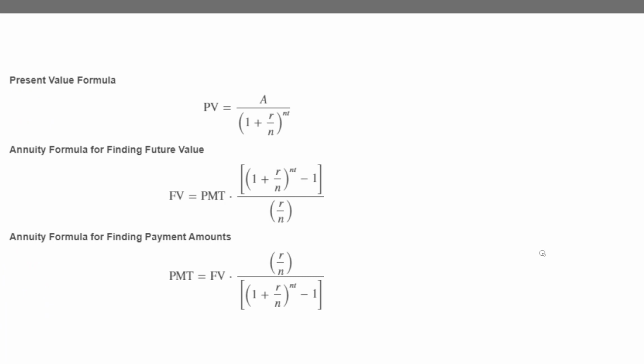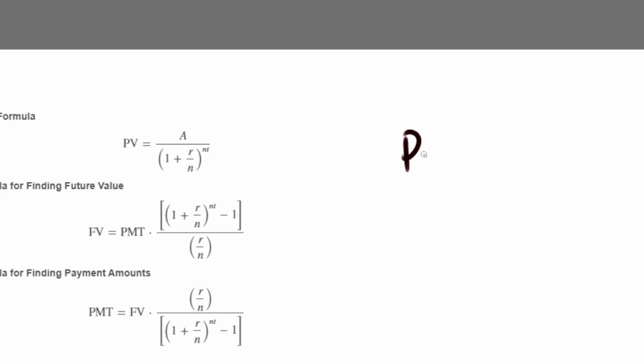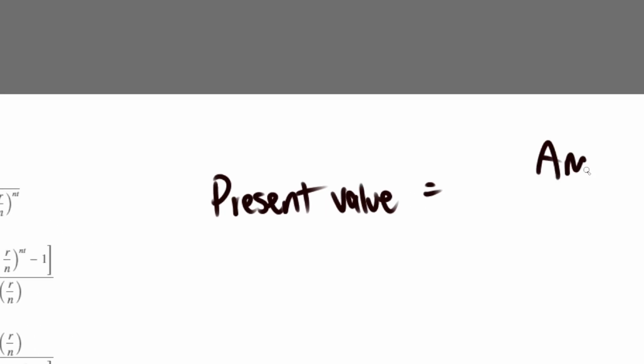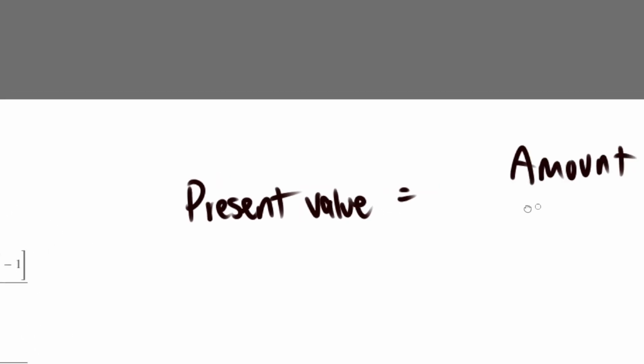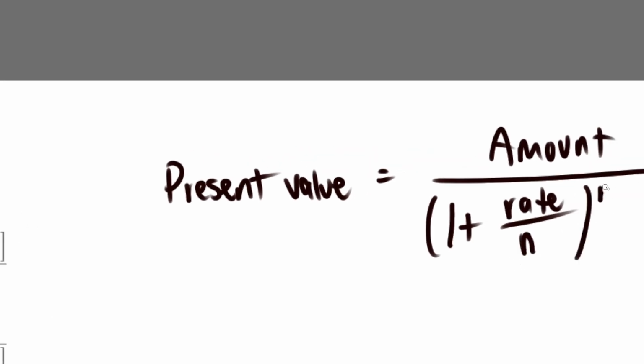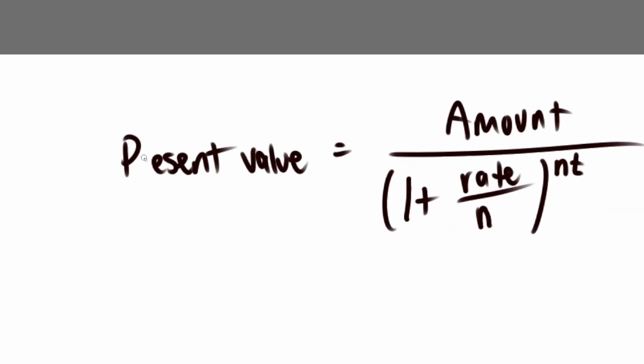Before we hop into examples, I'll explain what each of these do. So the present value formula. Present value is equal to the amount divided by 1 plus rate over how many times it compounds, and then to the n times t. Now, it's kind of daunting, but let's break it apart.